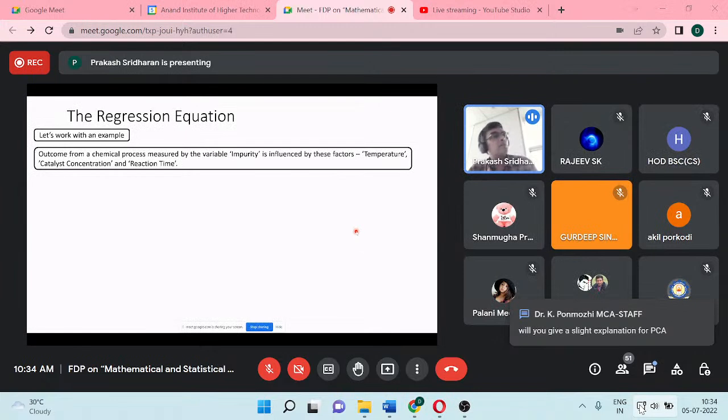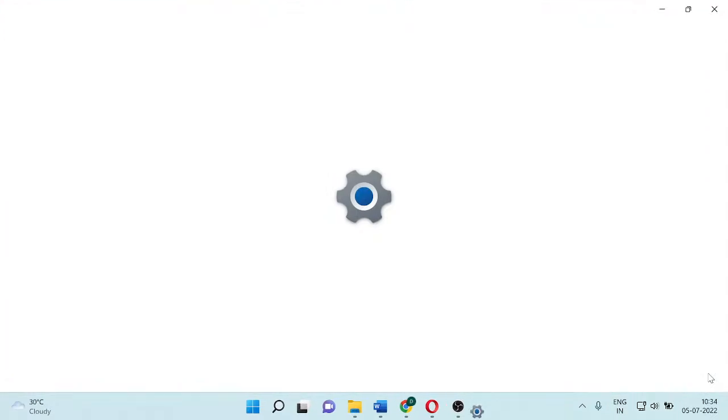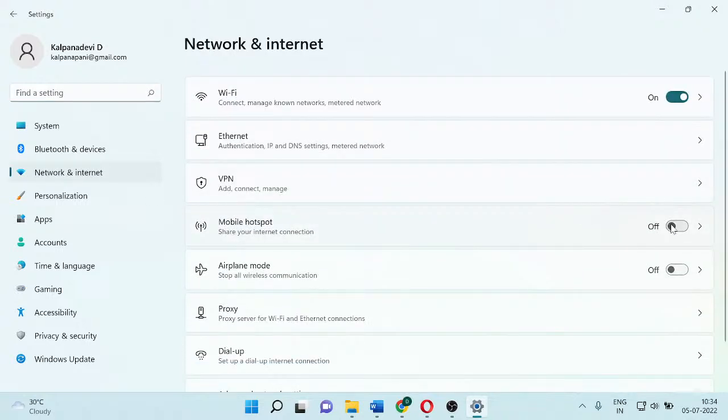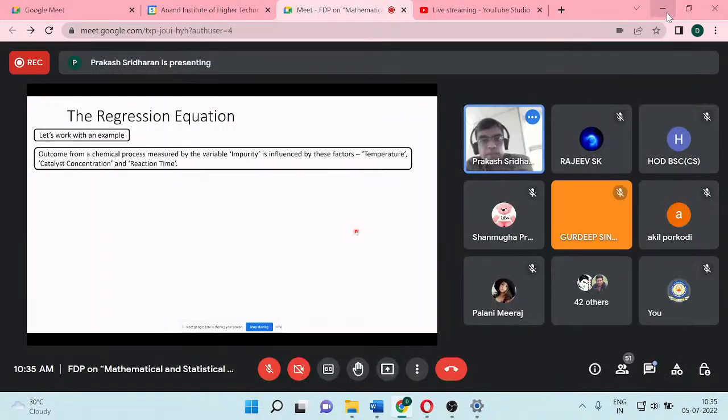Now, here is a chemical process where there's some factory where they're creating some new chemicals, and one of the variables that they want to understand, and what influences that variable, is this variable called impurity. I think impurity is probably that this chemical has some kind of impurities within it, and they want to know the concentration of the impurity.